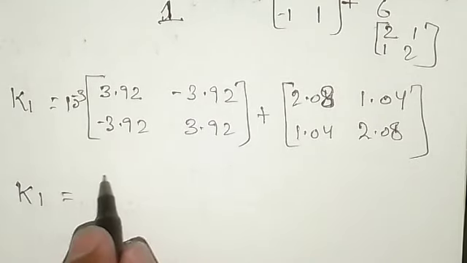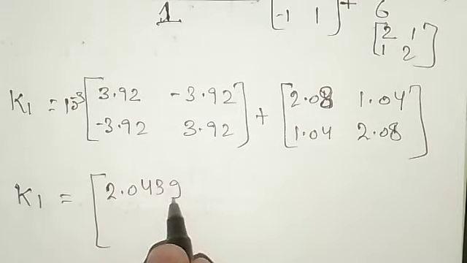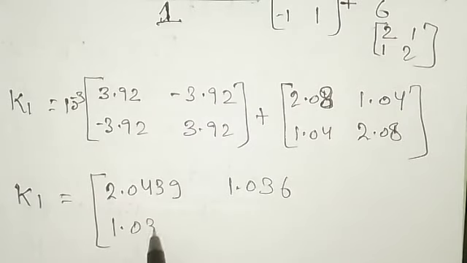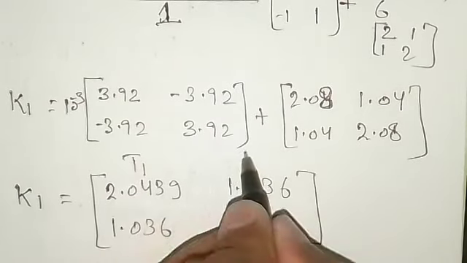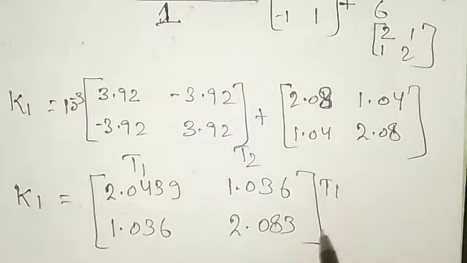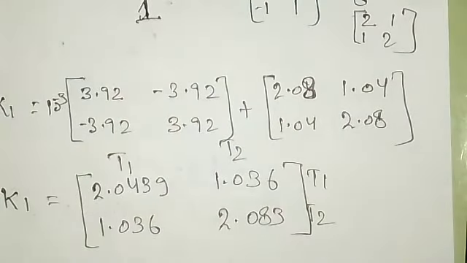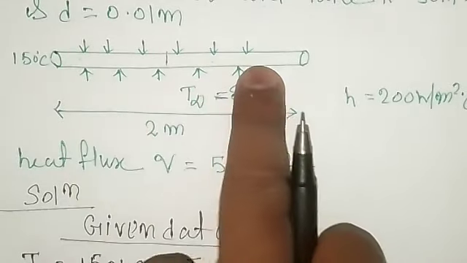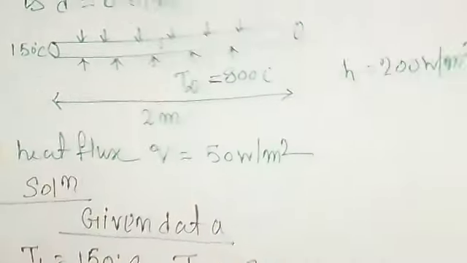K1 is equal to 2.0439, 1.036, 1.036 and 2.083, right? So this is your T1 and T2. As you can see in the problem that the element, when we discretize this, all values will be the same. So it means that stiffness matrix 1 and stiffness matrix 2 would be equal.